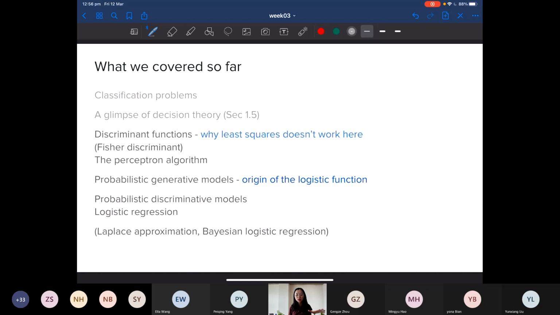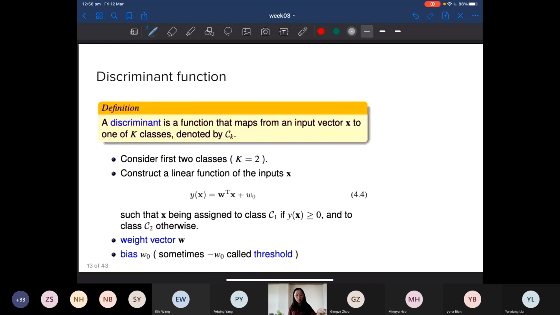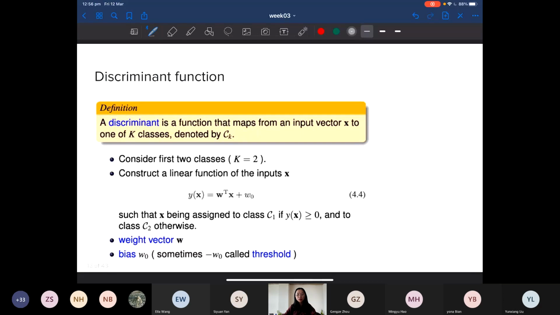So let's talk about, among the three different classes of classification functions, the discriminant function first. A discriminant is a function that maps from an input vector x to one of the k classes, where the k classes are still denoted by c sub k. Let's consider two classes to not confuse ourselves before we get any real insight. Because it's two classes, we only need to learn one discriminant function to separate class 1 from class 0.